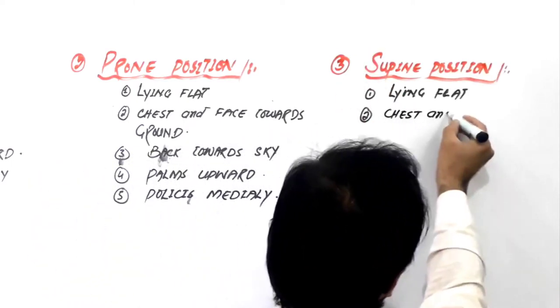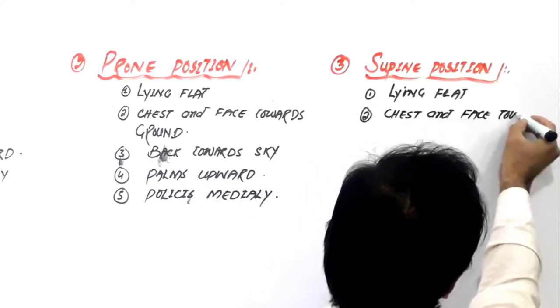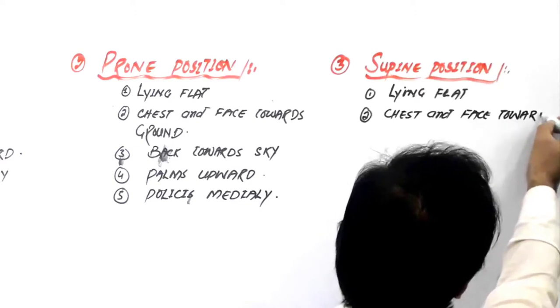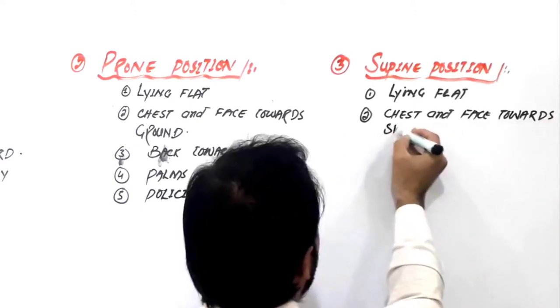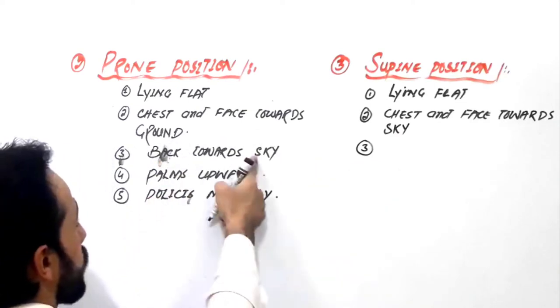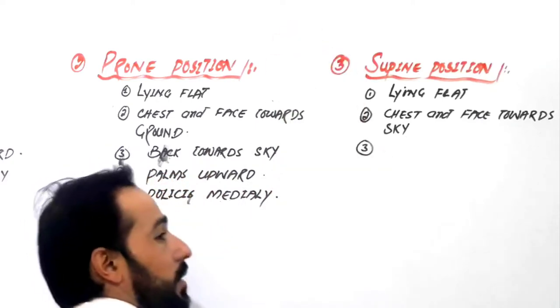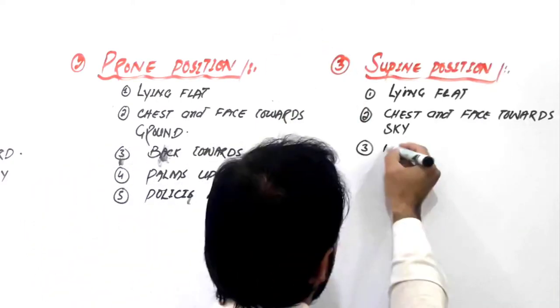Chest and face towards sky or upward. Number three, here the back was towards the sky, but here if your chest and face is towards the sky, but your back should be towards the ground.